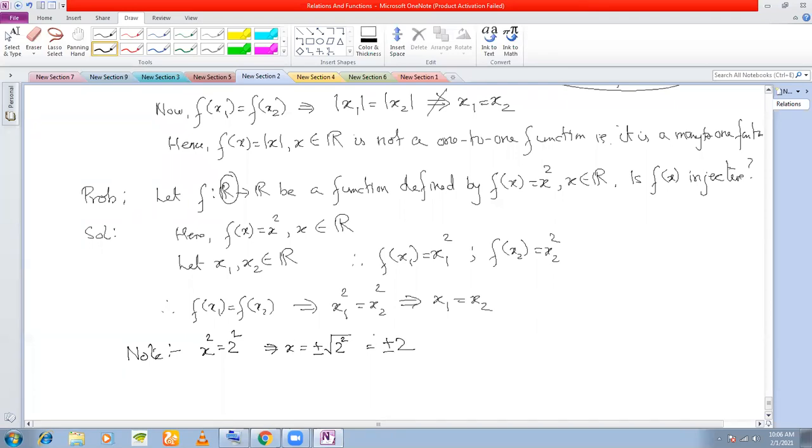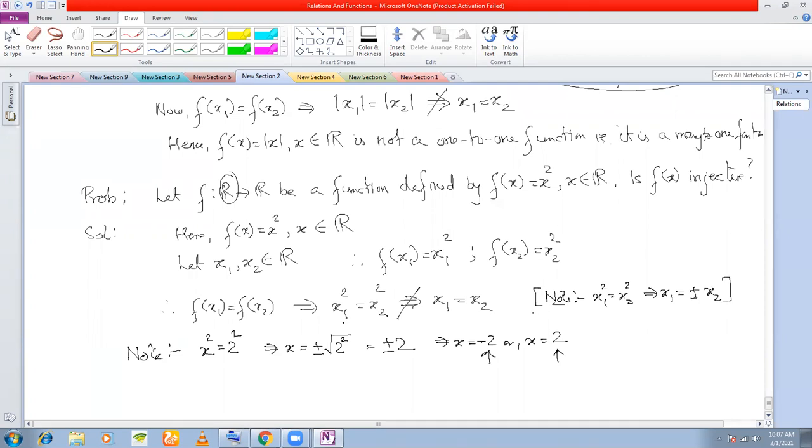That means you are getting two values, right? x equal to 2 or x equal to minus 2. So that means if x1 square is equal to x2 square, then can you say x1 is equal to x2? No, you cannot say x1 is equal to x2 because x2 can have two values. That is, again a note here, that x1 square is equal to x2 square means x1 is equal to plus or minus x2, isn't it?